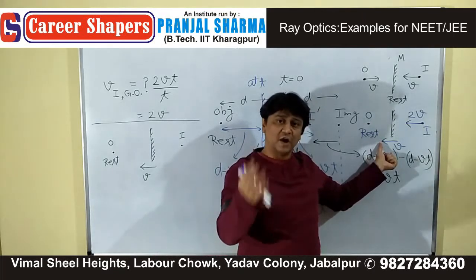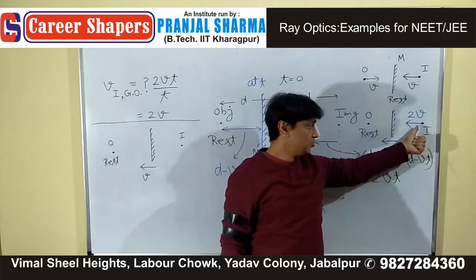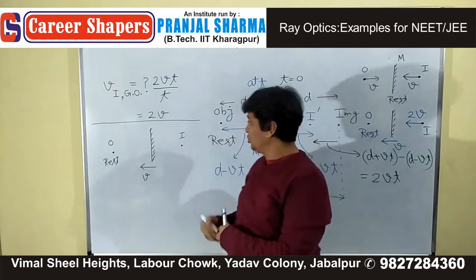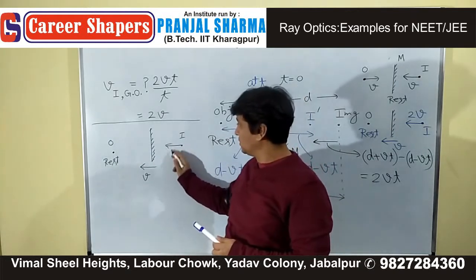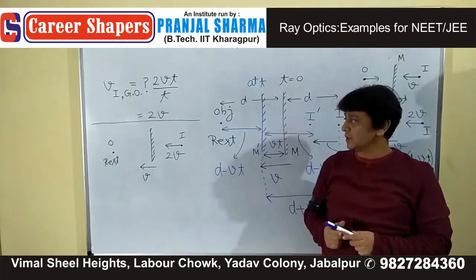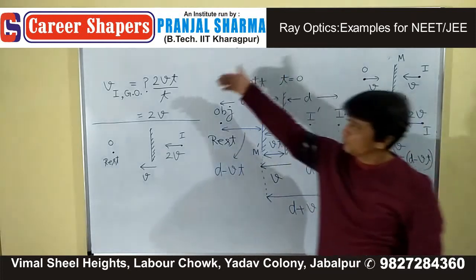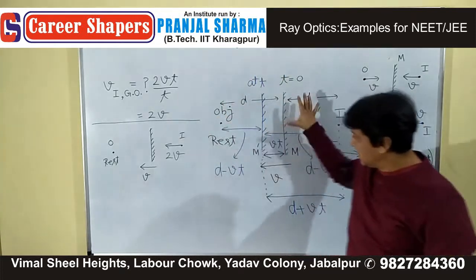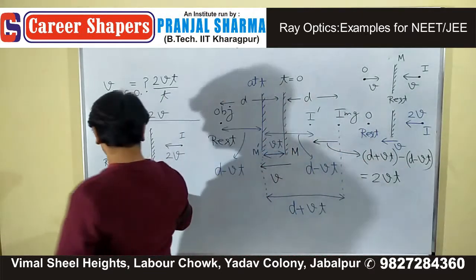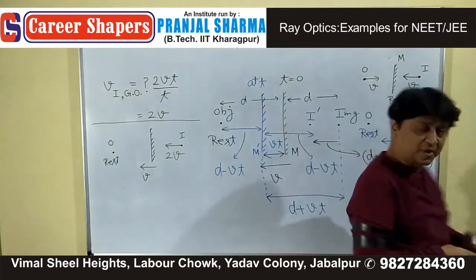And what did we find in example 1? In this situation, image should move with what? 2V. This image, therefore, should move in this direction with 2V velocity. That's what you got with the help of detailed analysis. Hopefully समझ में आ गया होगा किस तरह से इन questions को आप handle करते हैं.